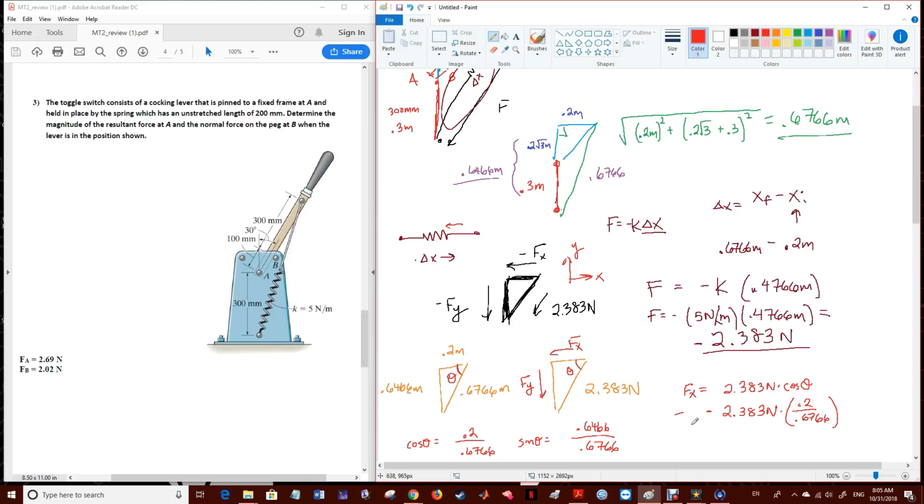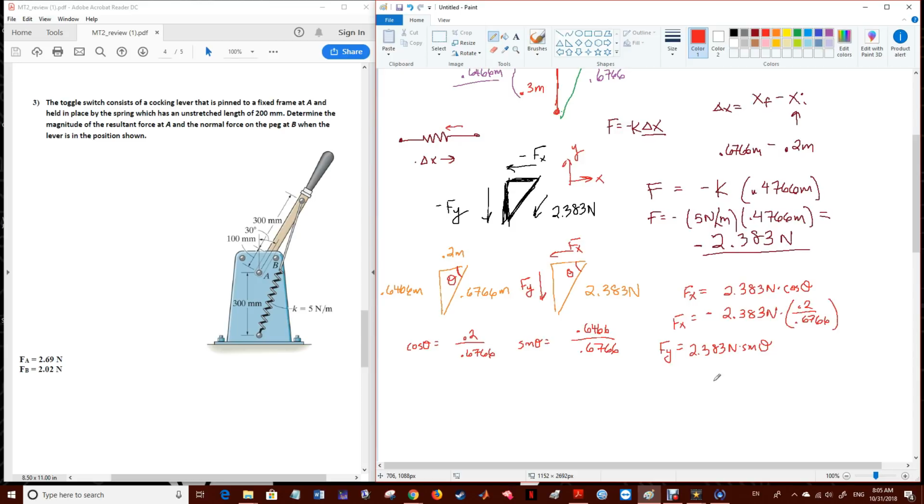Similarly, the same thing can be applied for the force in the y direction. We get force in the y direction is equal to 2.383 newtons times sine of theta, and sine of theta we found to be the opposite over the hypotenuse. So this will be 2.383 newtons times 0.6466 divided by 0.6766, and remember to make this a negative value. So now we have our forces in the x and y, and the numeric values will be negative 2.277 newtons for the force in the y direction. The force in the x direction will be negative 0.704 newtons.